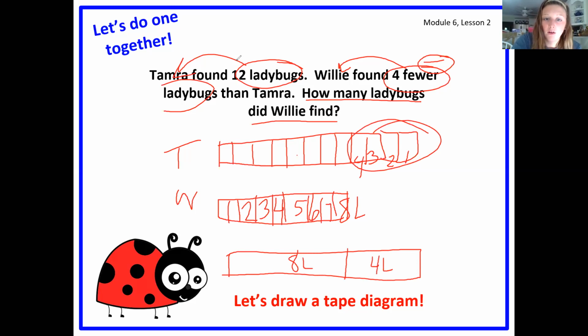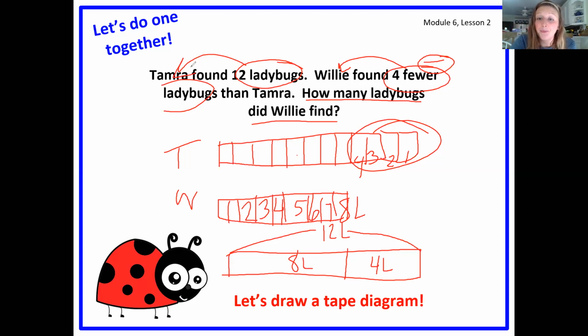and in all, Tamira had the most, 12 ladybugs. So I can answer my questions really easily by using a comparison picture and then putting it into a tape diagram, okay? So my answer is, how many ladybugs did Willie find? Willie found 8 ladybugs, and I can use what I already knew from Tamira to go ahead and subtract.